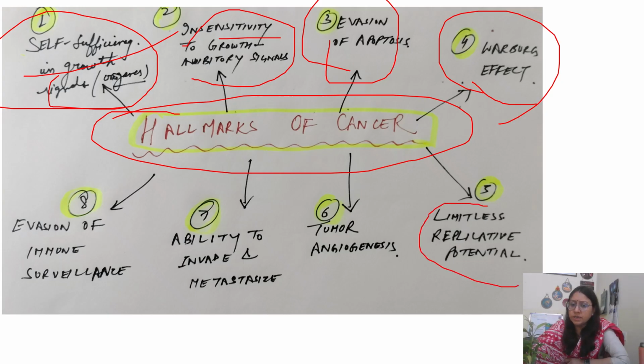Then fifth is your limitless replicative potential. So how was the limitless replicative potential? One, they are evading senescence: I will not die. Second is evasion of mitotic crisis, and third was your self-renewal capacity, which the tumor cancer cells have, they are highly proliferative cells. Then sixth is your tumor angiogenesis, the concept of neovascularization.